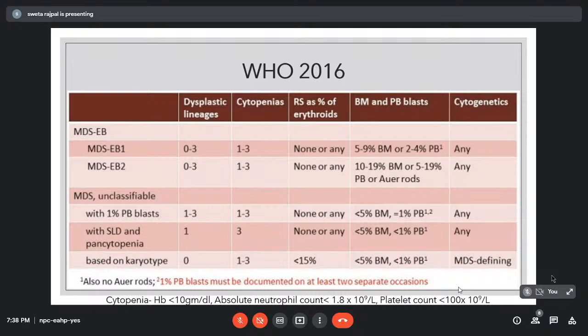Another important thing to mention is the presence of Auer rods: even if you have 1% blasts with a single Auer rod, that will automatically go into MDS-EB2. So this is the WHO classification, and the cytopenia definition is hemoglobin less than 10 grams, absolute neutrophil count less than 1800, and platelet count less than 1 lakh.